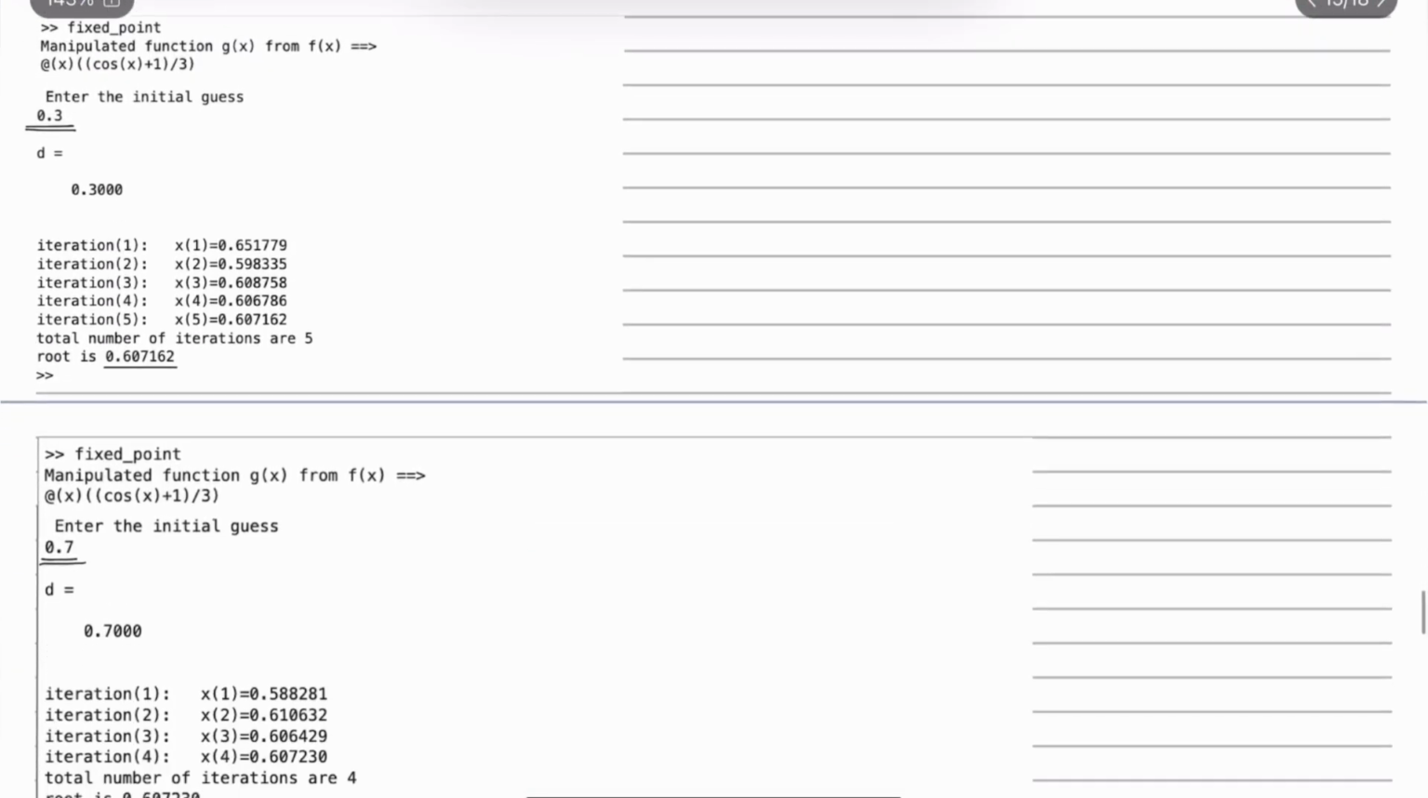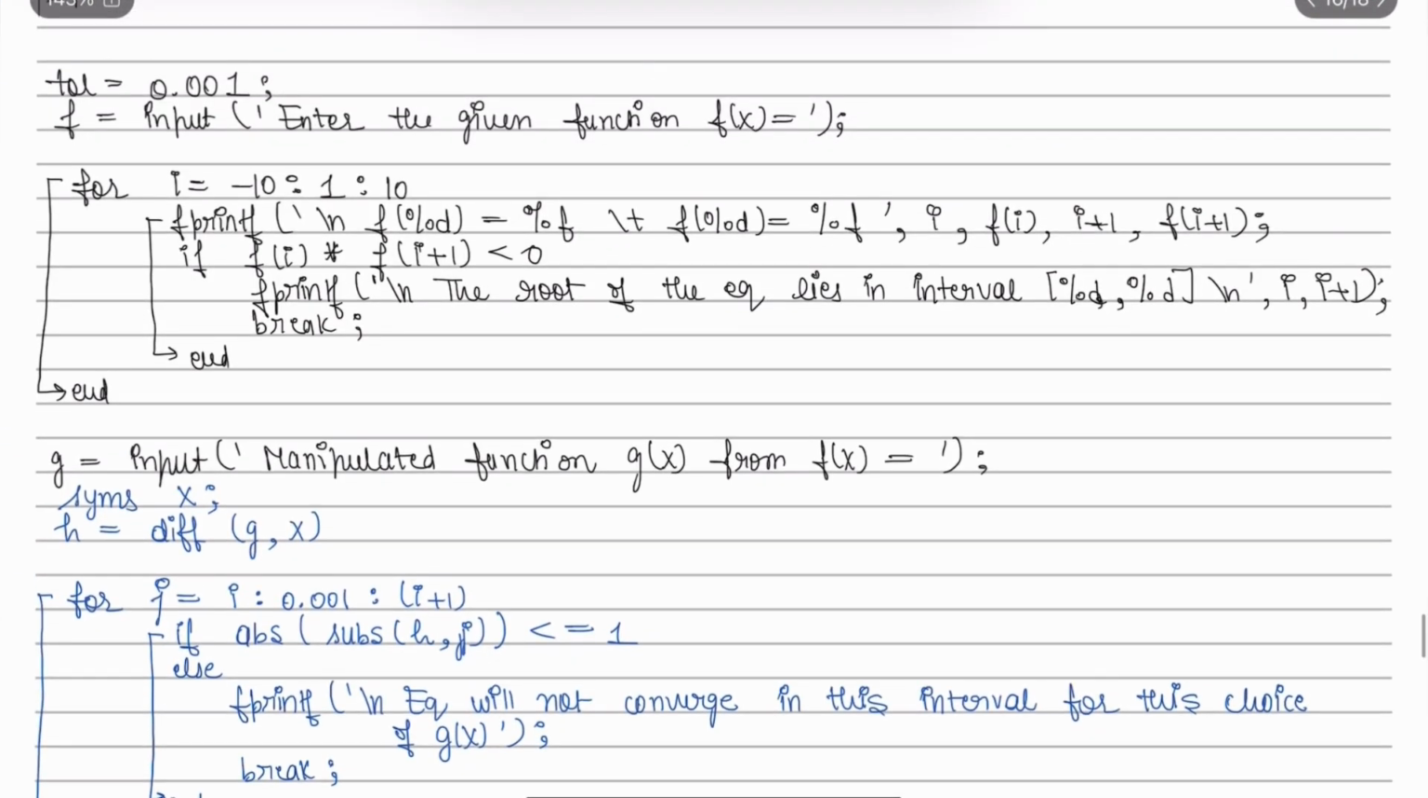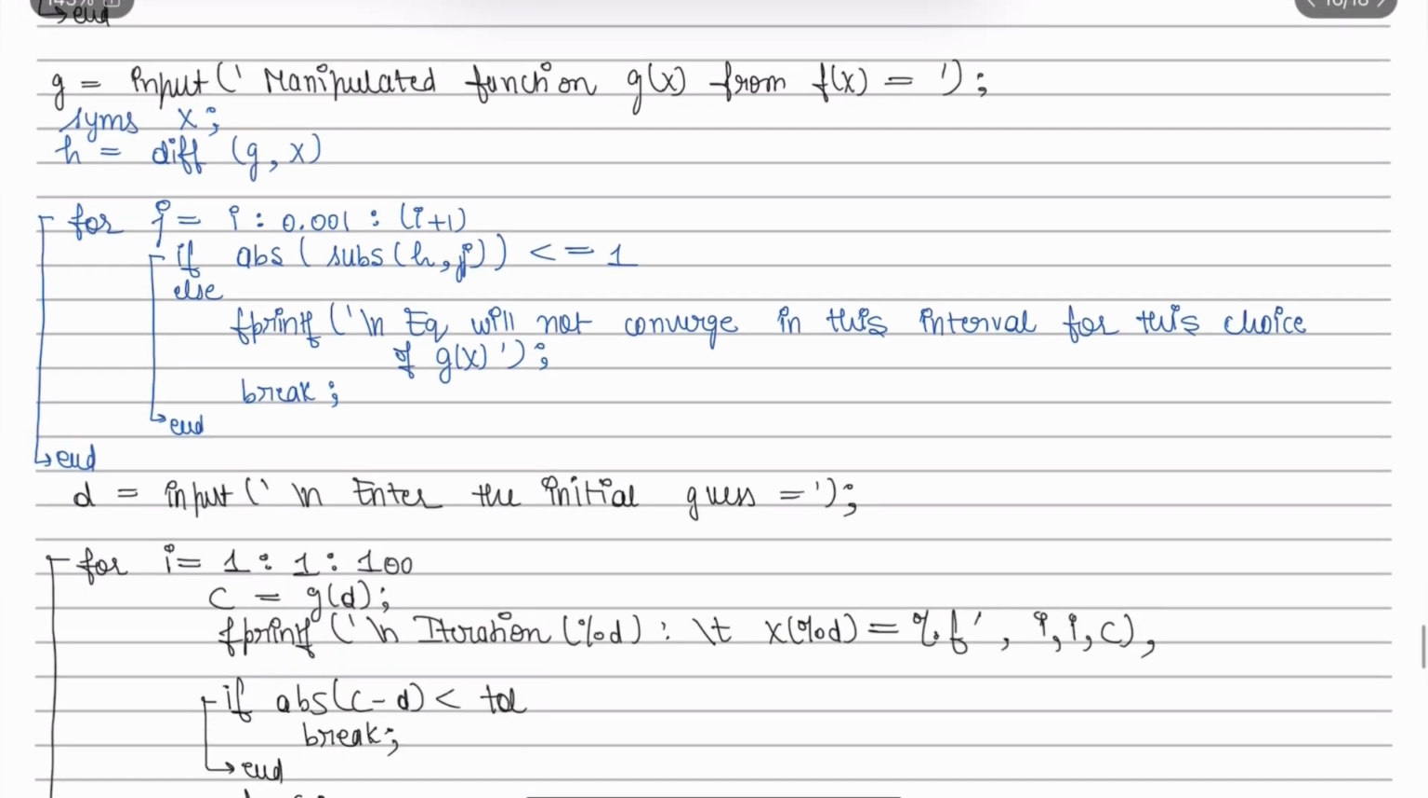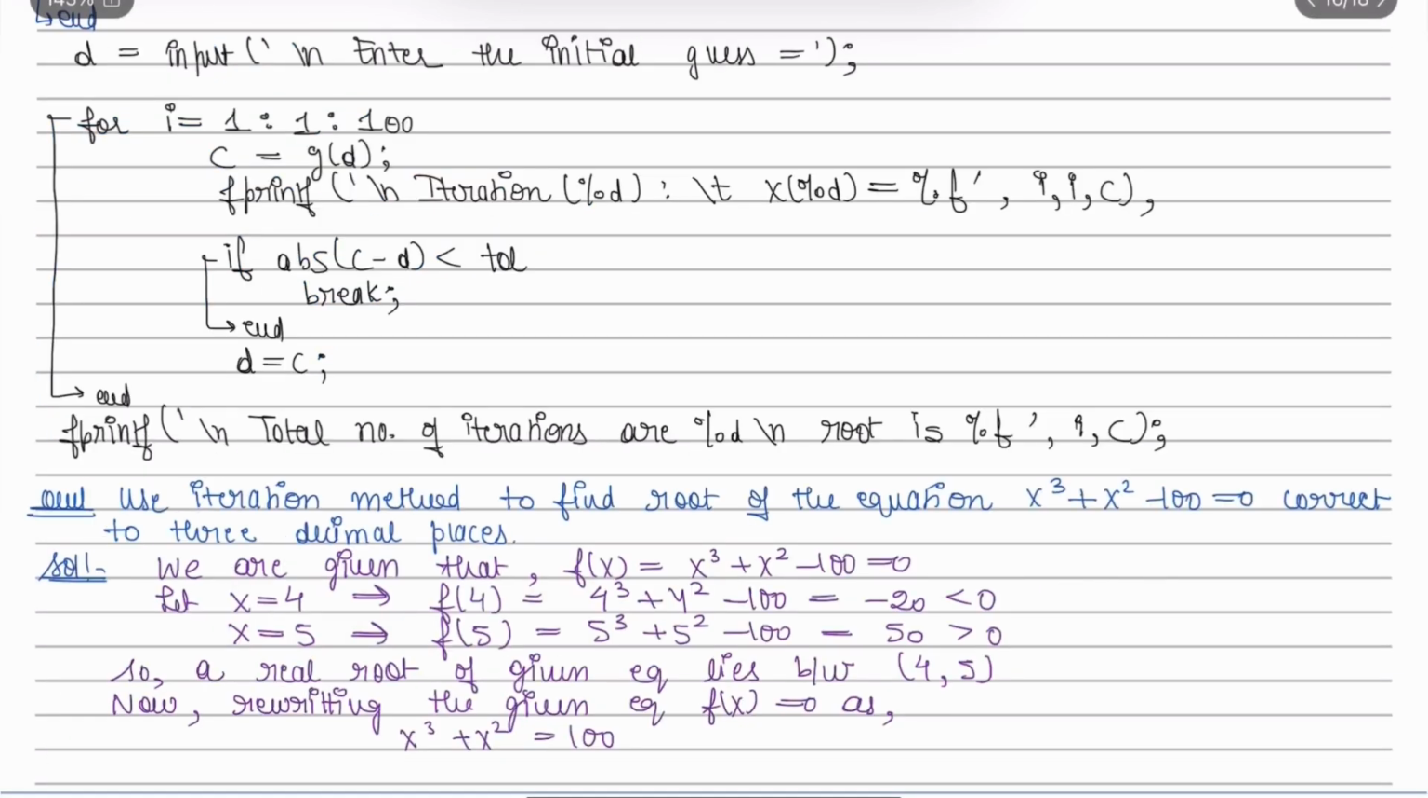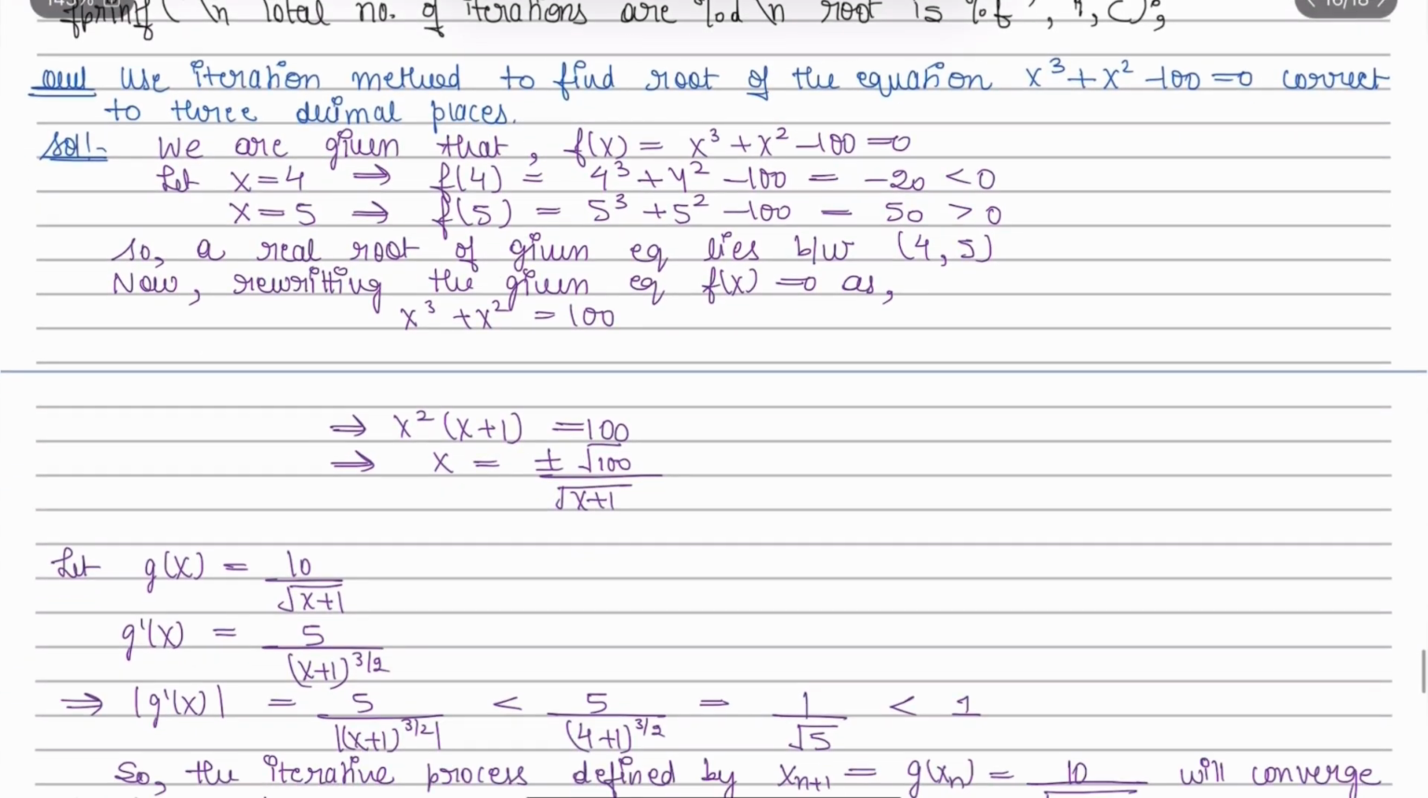After that, we have modified this same code where we find the initial interval and check if the manipulated function will work for this iterative process or not, and then we have started the iterative process. Then we have discussed a question.